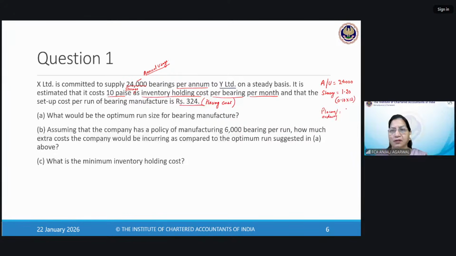Placing cost that is given here, placing or ordering cost, which is 324. So these are the three relevant pieces of information for us. Annual usage is 24,000. Storage cost is 1.20 per bearing per annum. And placing cost or run cost is 324.